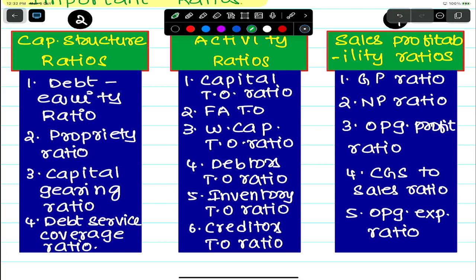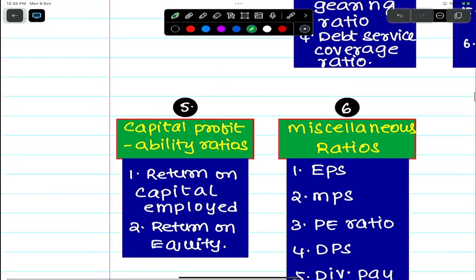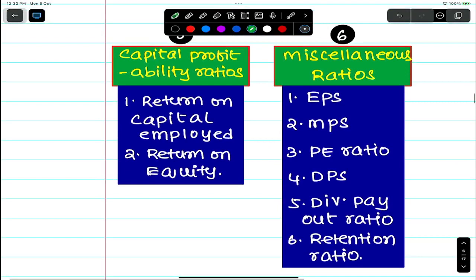Fast, make it fast. We'll go to the next one. If you have written up to here, write down the next one. Capital profitability ratios, the fifth one. Shall I move on to the fifth one? Okay. Write it down. Capital profitability ratios: return on capital employed and return on equity. Meaning we will see when we come there. First write down return on capital employed and return on equity.